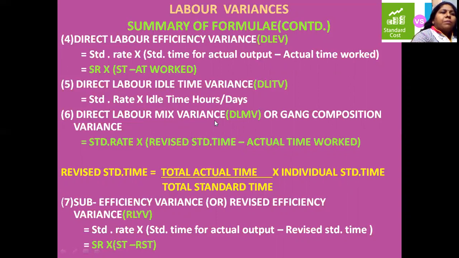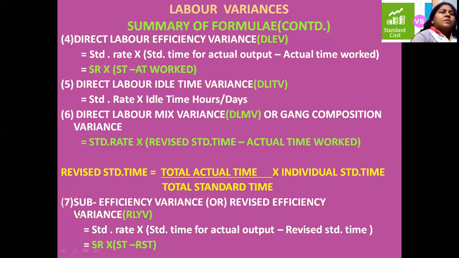Next is direct labor mix variance or gang composition variance. It is like material mix variance. How do we work it out? Standard rate into revised standard time minus actual time worked. Usually the problem may not have the information about the revised standard time, so we need to work it out by using this formula: total actual time divided by total standard time into individual standard time.